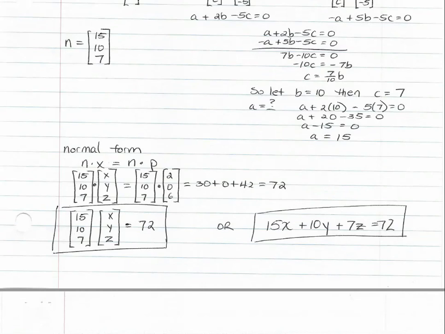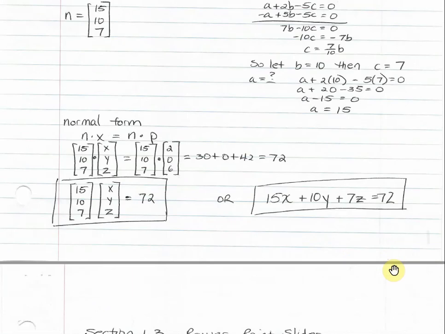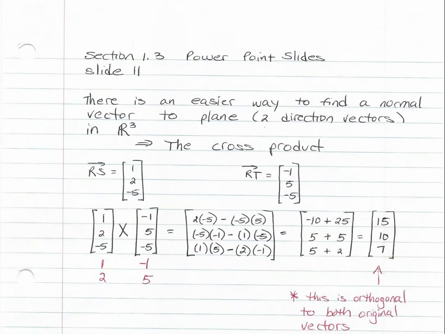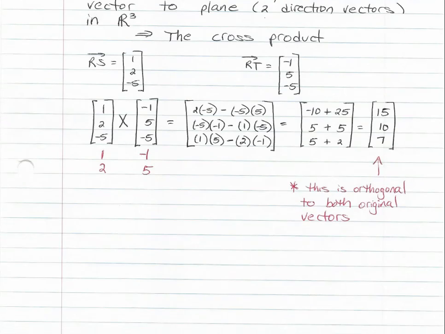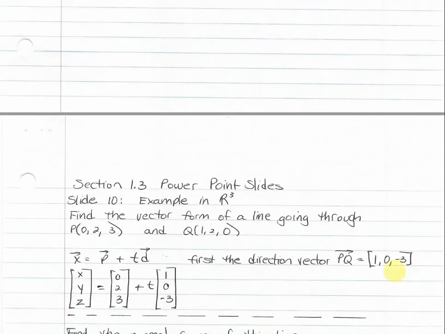Once you have the normal form, it's really nice because right here you can also get the standard form for the equation of the plane. There is an easier way to find a normal for a plane given two direction vectors, which is called the cross product, but we're going to talk about that later.